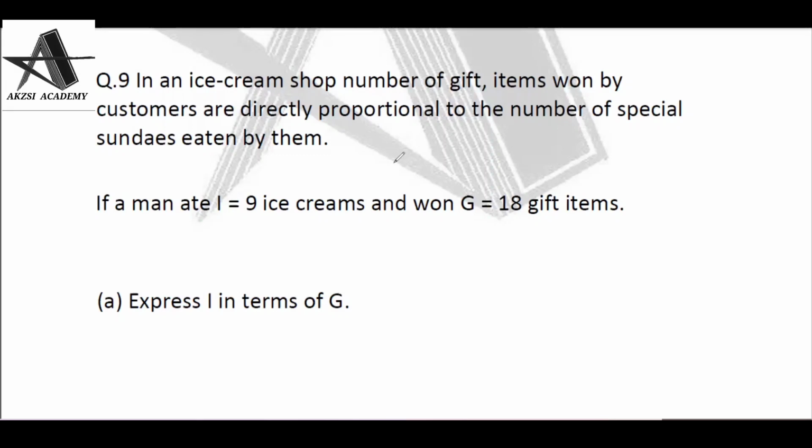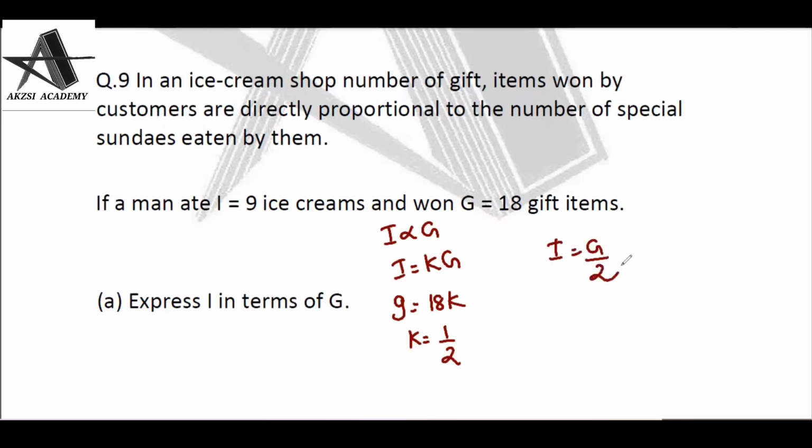So what we need to do is we just have to find the equation. For that, it is already given that the relationship is direct. So I can write that I is directly proportional to G. So I can write I is equal to K times G. Now I need to calculate K. For that, the value of I is already given, that is 9, and G is given as 18. From here, I can calculate it as 1 by 2. So my final equation will be I is equal to G by 2. So this is the equation for I in terms of G, that is I is equal to G by 2.